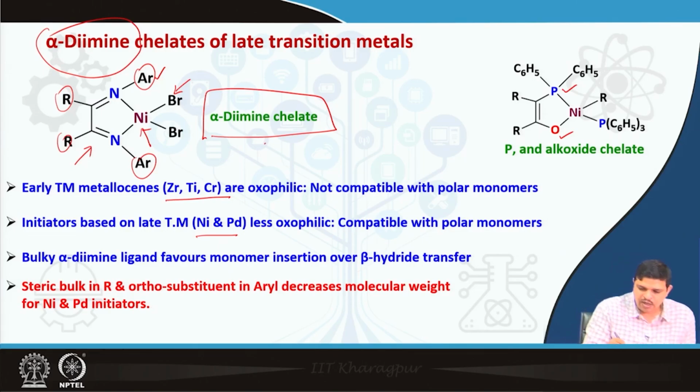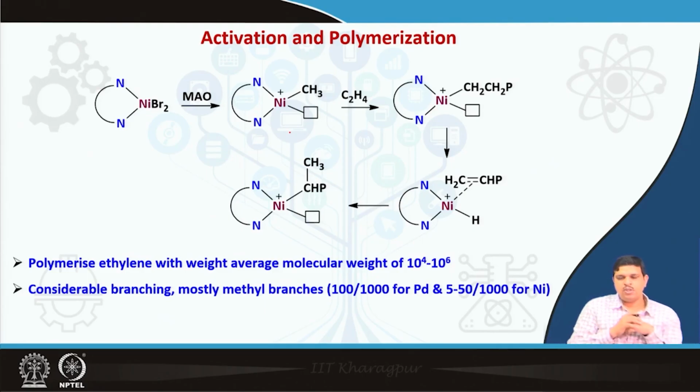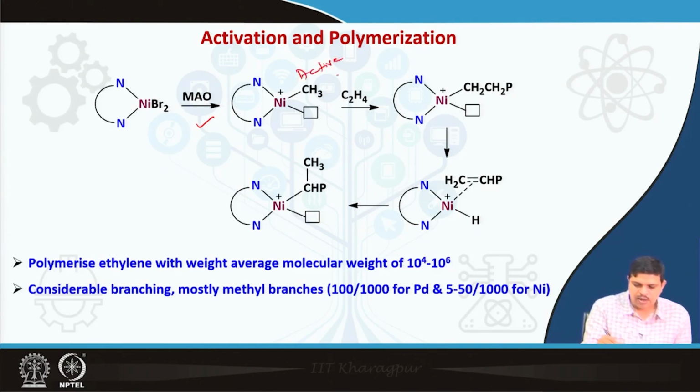However, these alpha diimine chelate complexes are now very popular and very effective, and many industries are also accepting these catalysts for polymer synthesis. The mechanism is very simple. Here you will see that MAO is again activating the catalyst. After activating, this is the active species, the active catalytic site, and then ethylene is coordinating. And then it is the insertion reaction again.